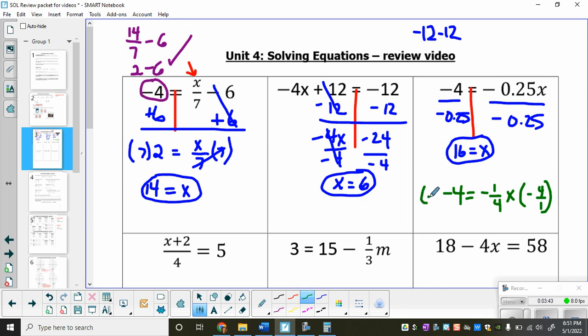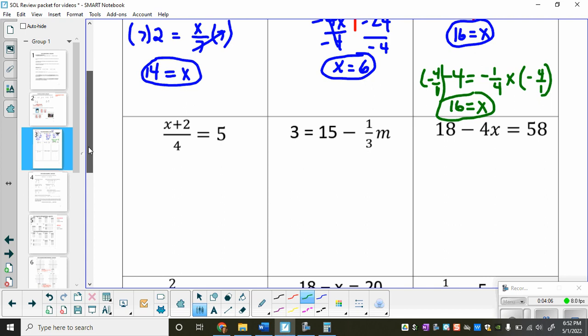And so over here, if I do -4 times -4 over 1, that is a +16. -4 times -4 is +16. So it's the same problem here in green, and it's the same answer we get. And the reason it's all the same is because the -0.25 and the -1/4 are the same value. All right, cool. So we got x is 16 for that one.